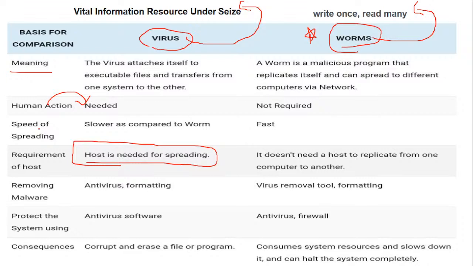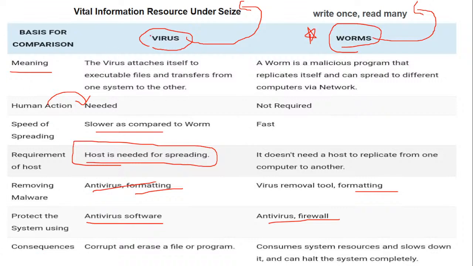Speed of spreading: for a virus it is slow, whereas worms spread much faster. How can we remove them? A virus can be removed with the help of antivirus or with formatting. Worms can be removed with a virus removal tool, or by formatting the system. To protect your system from viruses, you have to use antivirus software, whereas to protect from worms, you have to use antivirus or a firewall.